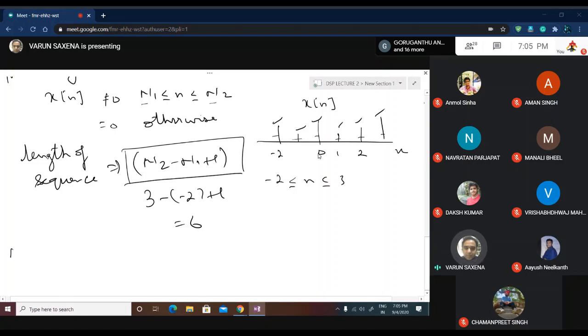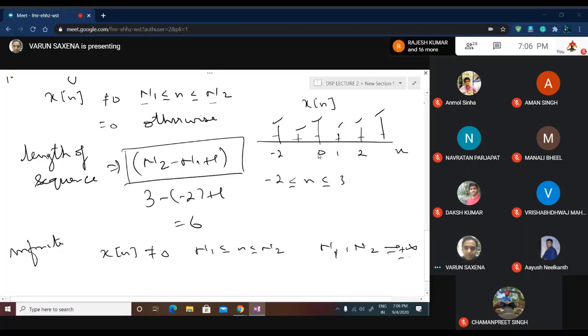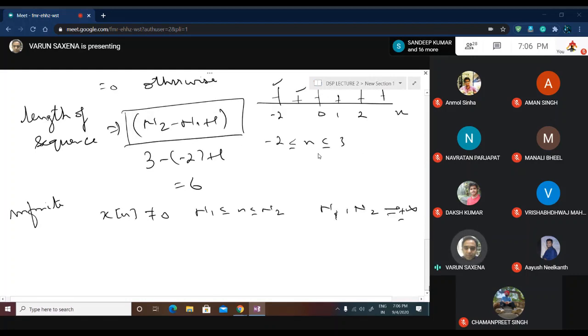When will the signal become infinite? It will become infinite when xn is not equal to 0, and n1 and n2 tend to infinity, or are equal to plus or minus infinity. Then we call the sequence infinite. My question now is, is an impulse train an infinite sequence?